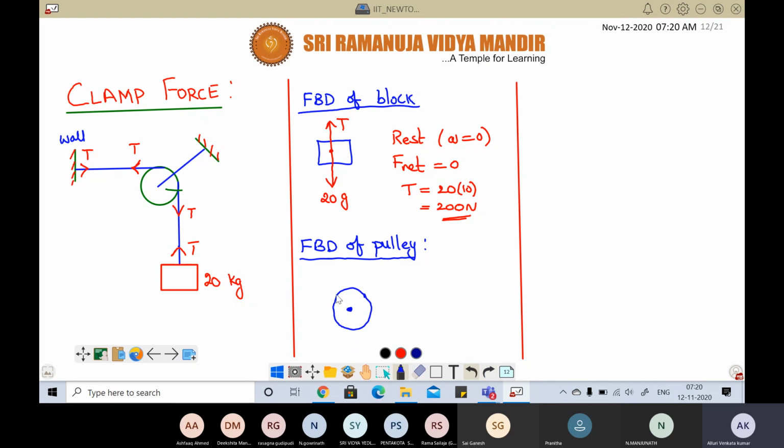Now what are the other forces acting on this pulley? See here, this string is pulling this side, correct or not? So in this direction it will have tension force T. The same string is also pulling the pulley downwards like this. So this is tension T, this is tension T.